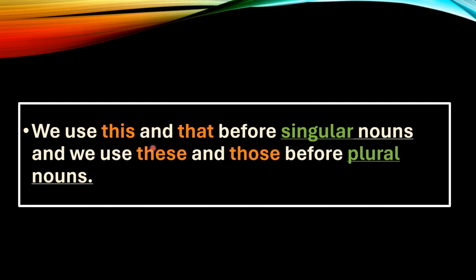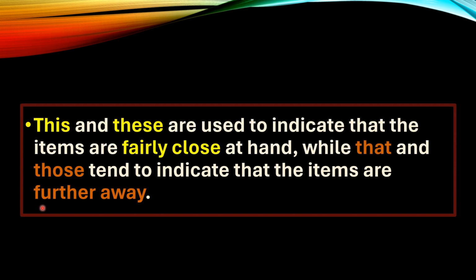We use this and that before singular nouns, and we use these and those before plural nouns. This and these are used to indicate that the items are fairly close at hand, while that and those tend to indicate that the items are further away.